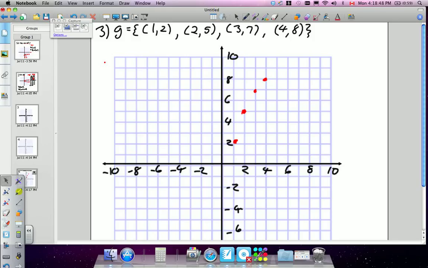Now, 3a has asked you to take y is equal to 2 times g at x.